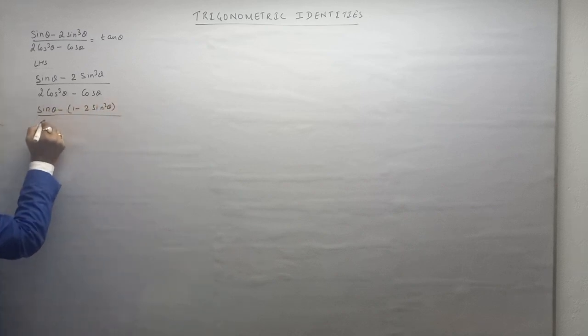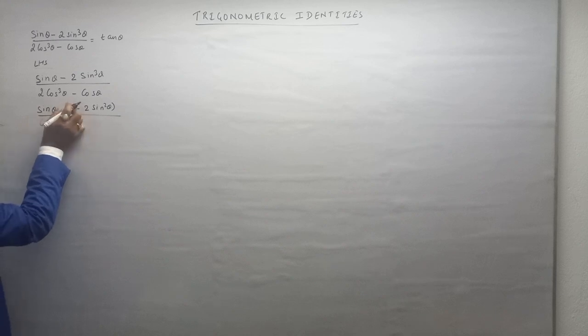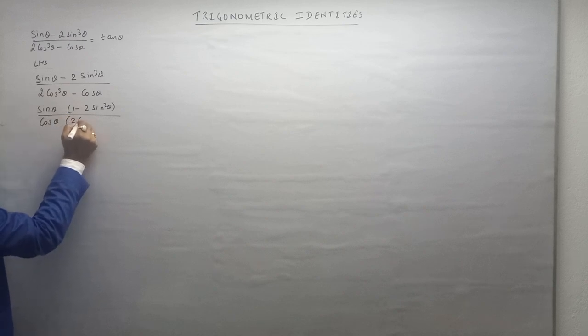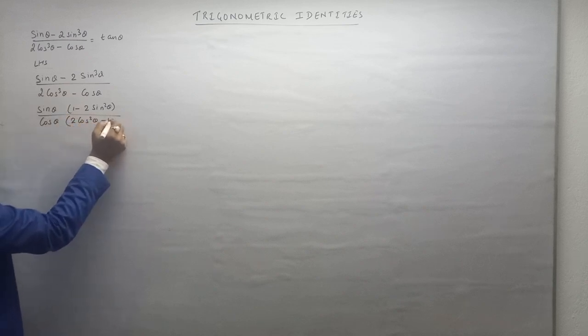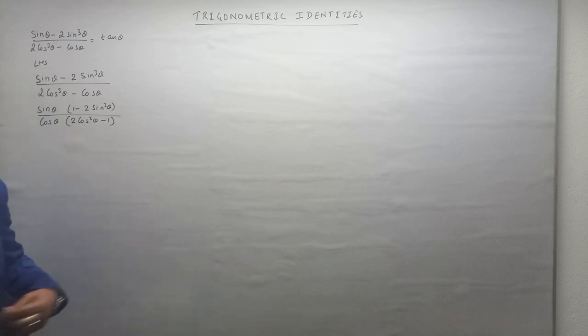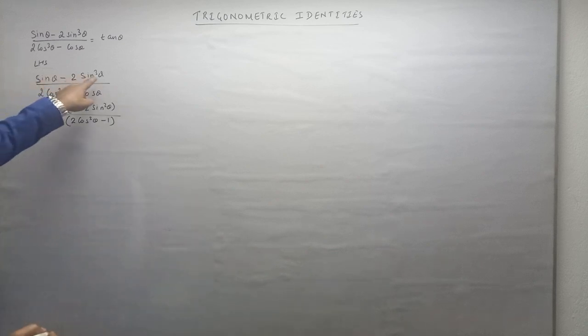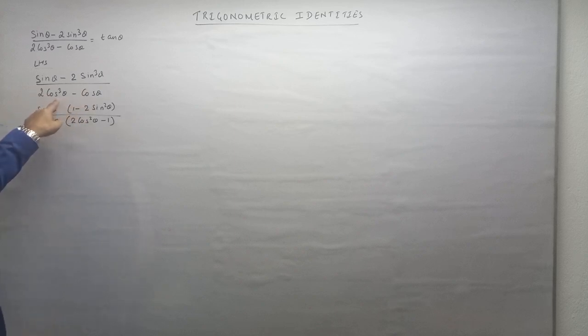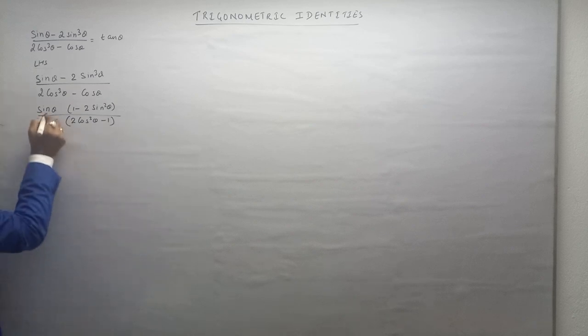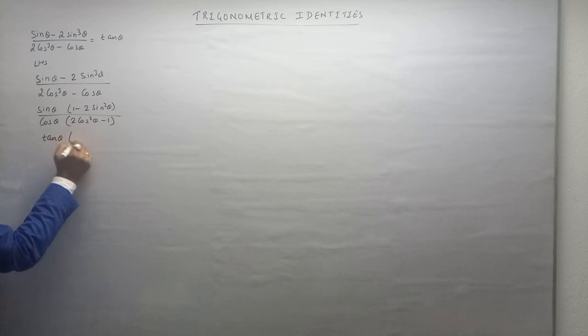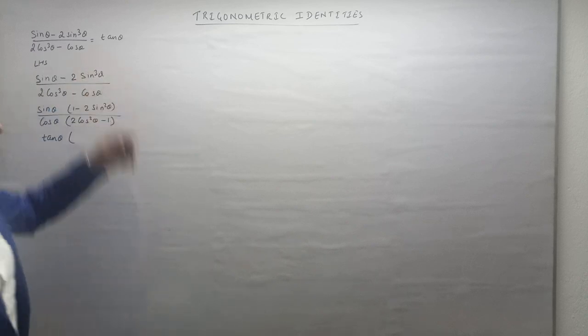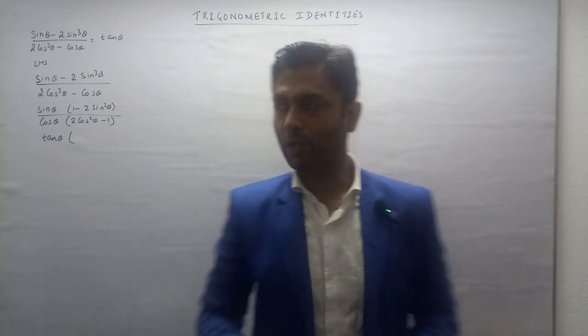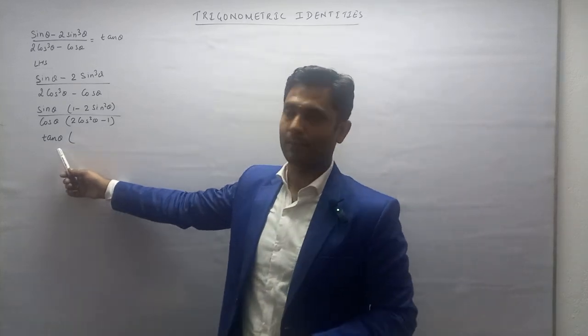Likewise, in the denominator, cos is common. This is cos theta, and then what is left? This is 2 cos square theta minus 1. In the numerator we have taken out sine theta common, in the denominator we have taken out cos theta common. Now, sine theta upon cos theta is what? Tan theta. Our requirement in the right hand side is tan theta. This part we got it.